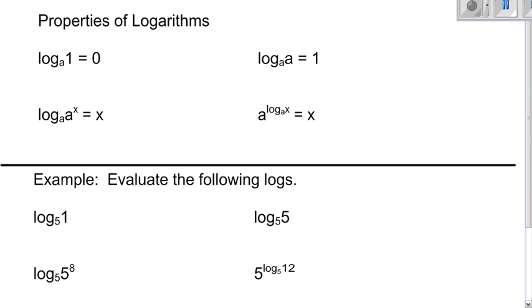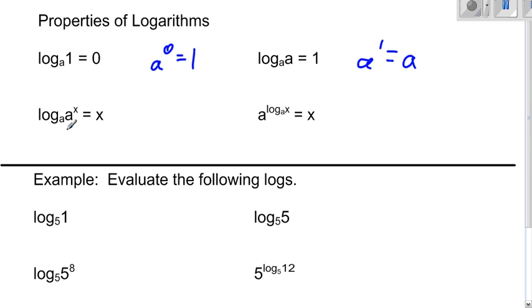So there's some basic properties of logs as well. Log base a of 1 equals 0. So a to what power would equal 1? Well, anything to the 0 power equals 1, so that's where that property comes from. Log base a of a, that means a to what power equals a? Well, that would be a to the first. This is because a to the 0 equals 1. This is because a to the first equals a.